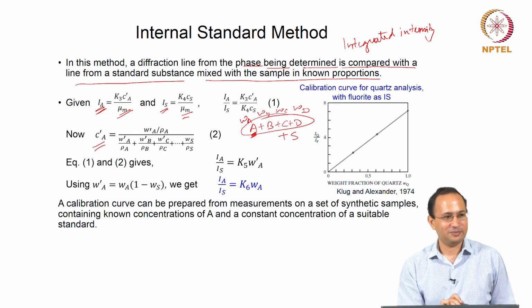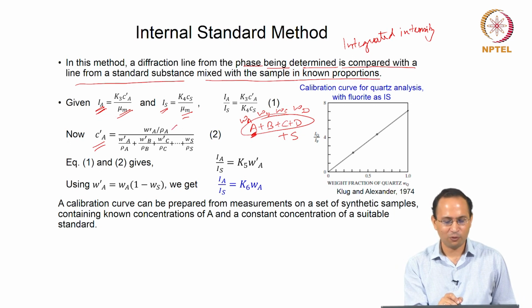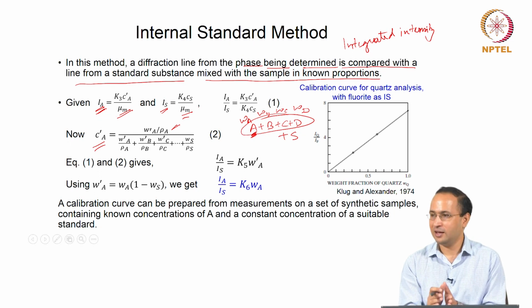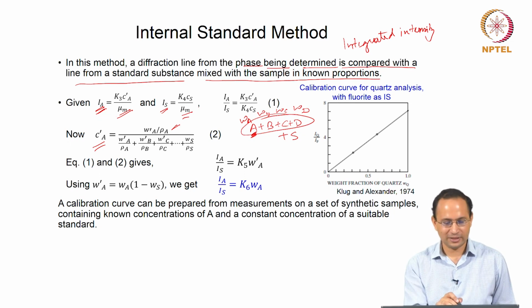What is C prime A? C prime is a volume fraction. How do you calculate volume fraction? Volume of A over total volume. Volume of A will be weight of A over density of A, W prime A over rho A. Why are we using W prime A? Because now your mixture consists of A plus B plus C plus D plus S, not A plus B plus C plus D. So this is straightforward.